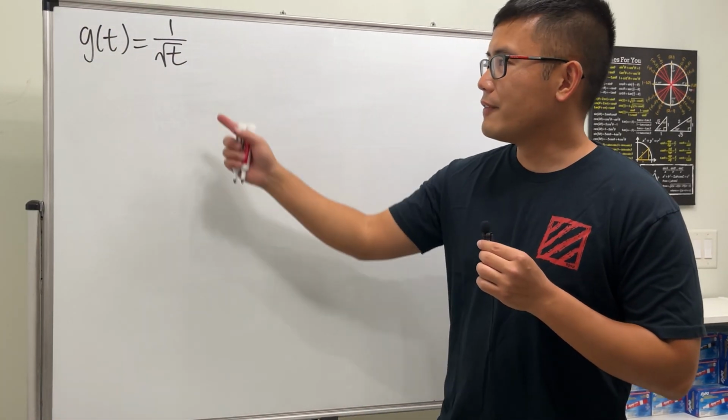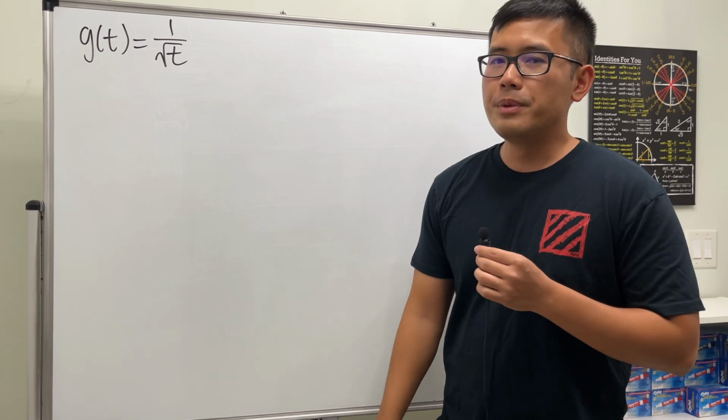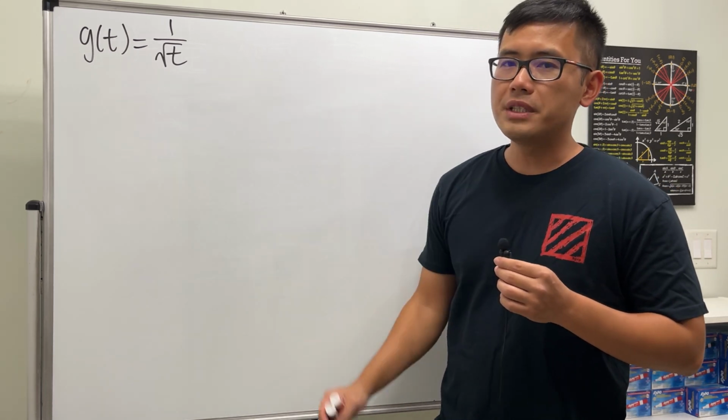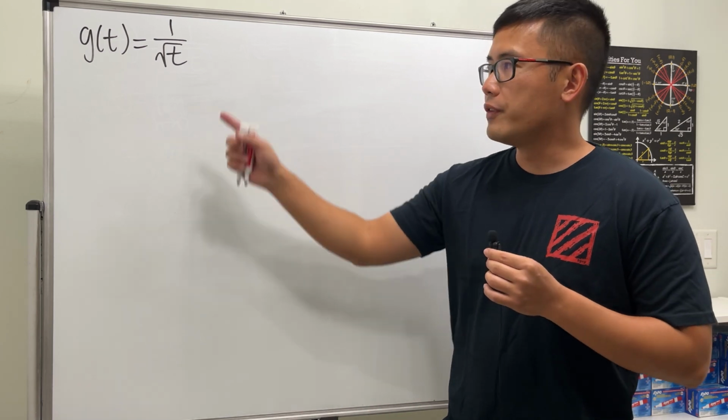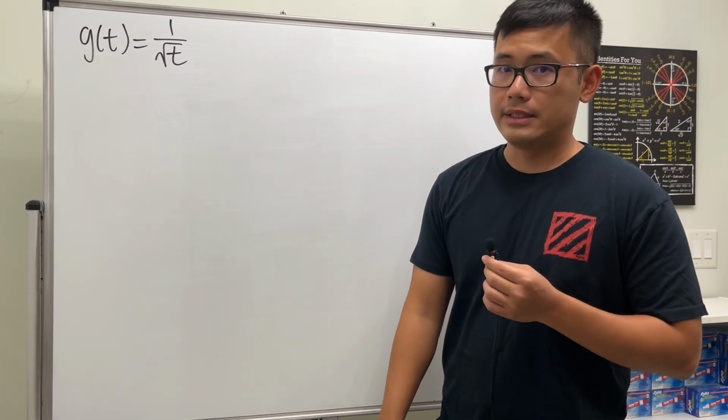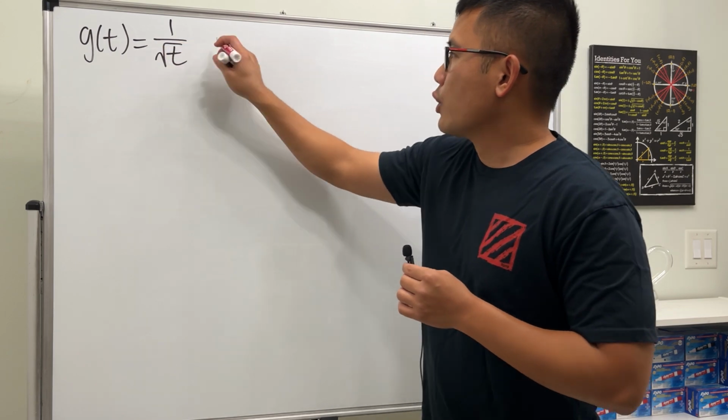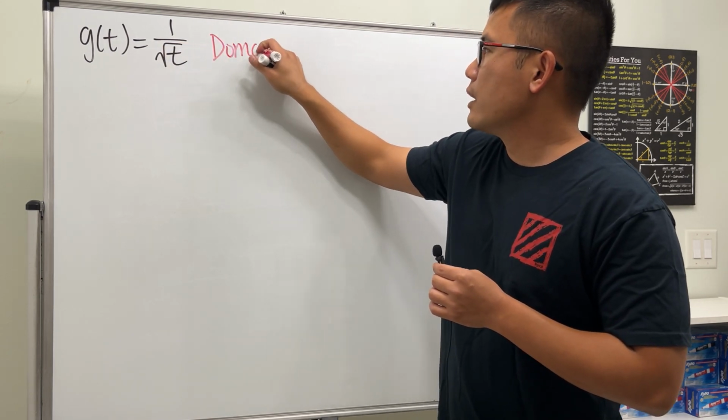Okay, here we have a function 1 over square root of t, and we'll be using the definition of derivative to find its derivative, and then we'll also be finding the domain of the function and also the domain of its derivative. So the domain of this function is the following.